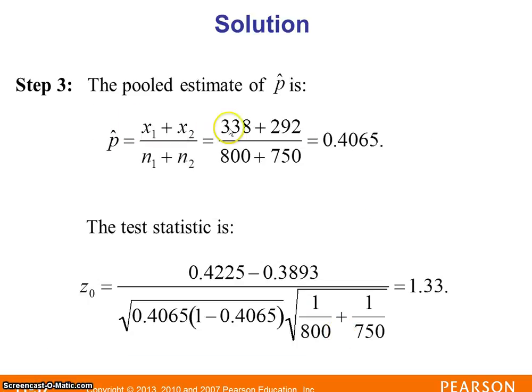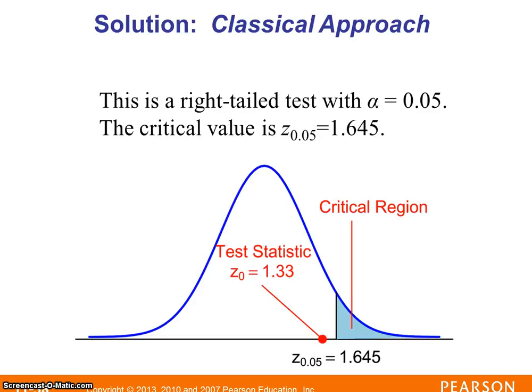So calculate your pooled statistic. Plug your values into the formula. Again, the pooled statistic would occur here and here. Work this out, and you get the z value is 1.33. So again, using the classical approach, if you look that up in the table, a z statistic of 1.33 is over here. The z alpha level, again the alpha level in this case was 0.05, corresponds to 1.645 standard deviations from the mean.